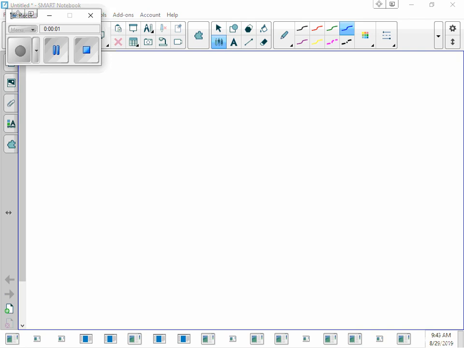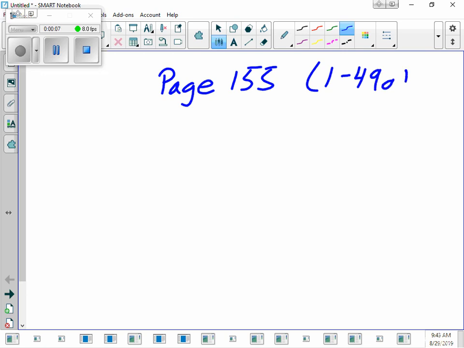Today we're working on page 155, 1 through 49 odd, and it's just a review of functions. The basic definition of a function is no x value can be linked to two y values.